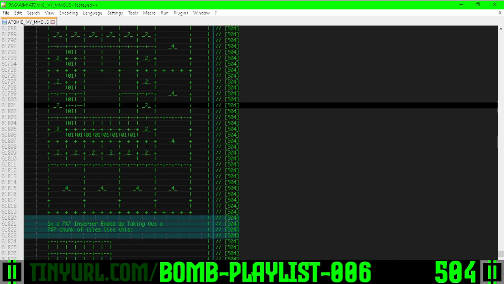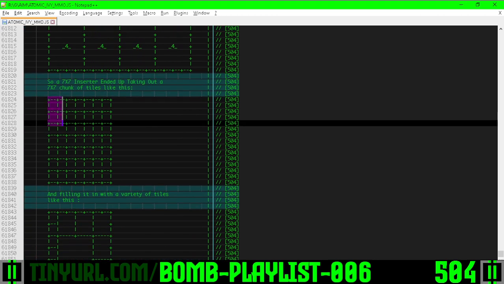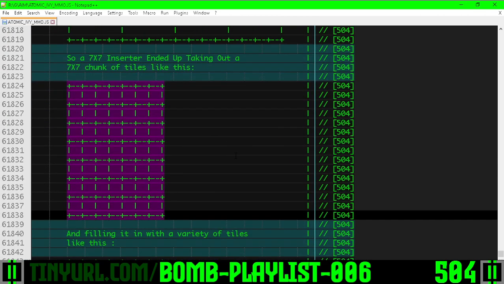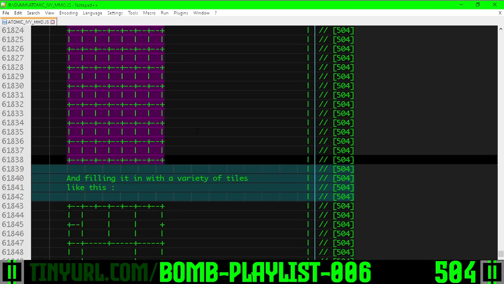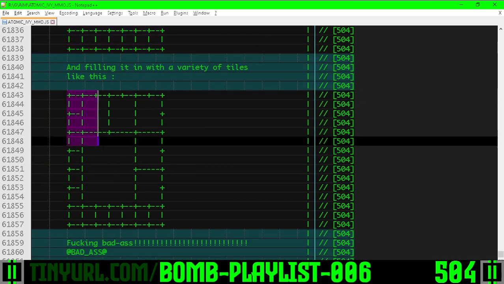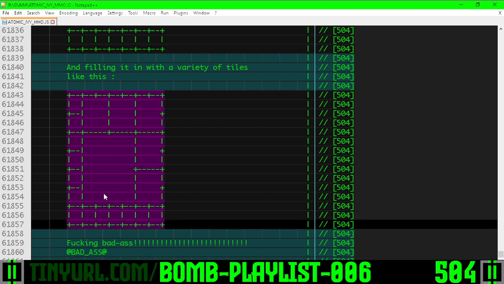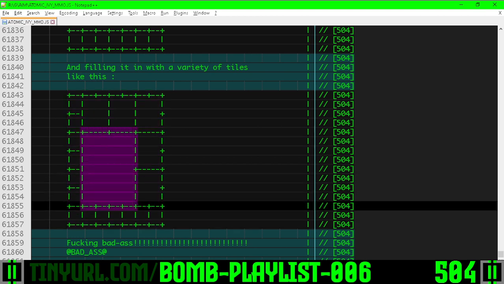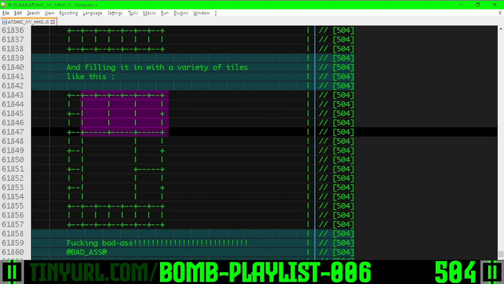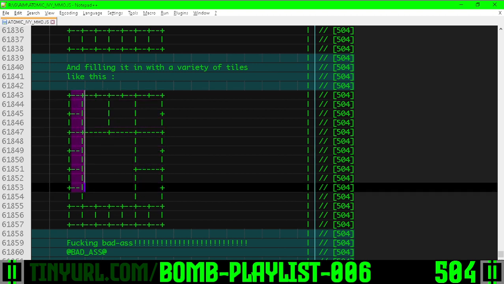So for summary, we use this 7x7 fractal inserter brush, right? So we're measuring the size of the inserter in terms of player size tiles. We use this to erase a chunk of tiles of this size. And then in that void, we inserted this pattern of tiles into the void, right? So we have the 4x, the 2x is over here, and the 1x is over here.